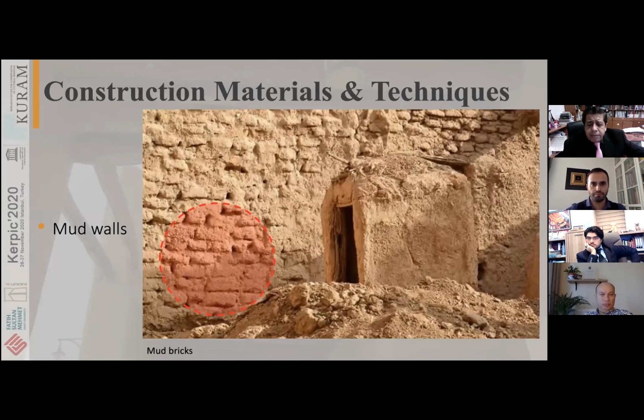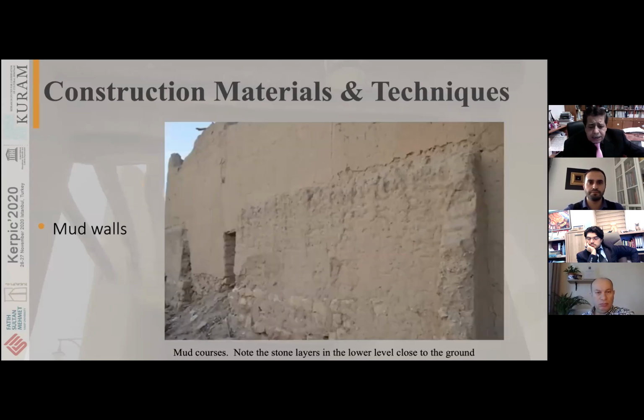Most of the time, the mud walls, the external walls, are left without plastering. However, there are so many cases that I examined where the mud bricks have been plastered with a layer of fine mud mixture, as we see here. This is fine mud plaster, and sometimes this also includes the stone layers in the lower level, which is close to the ground.